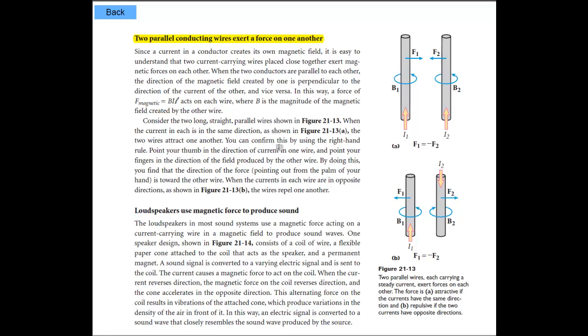As far as adjacent wires exerting forces on each other, the only thing you really need to know is just right here, A and B. When current is in the same direction in adjacent wires, forces are attracting. When the current is in opposite directions, the forces are repelling. That's it, nothing else. Loudspeakers, ignore.